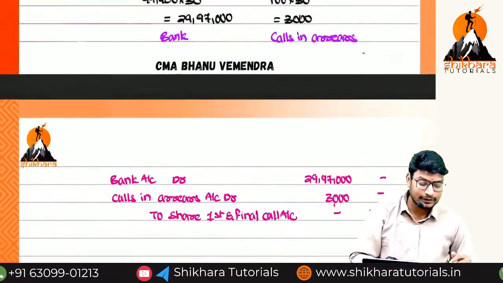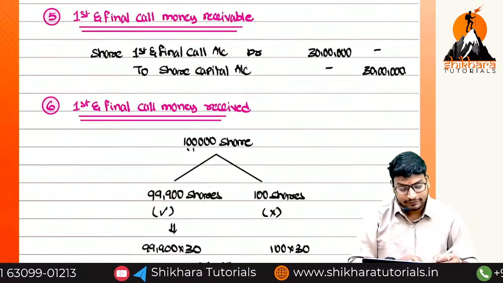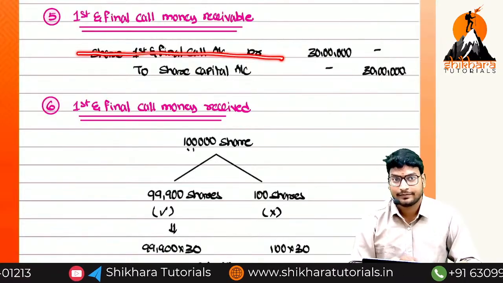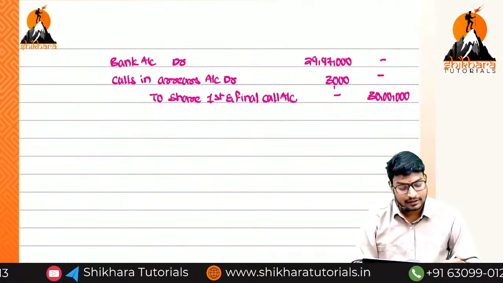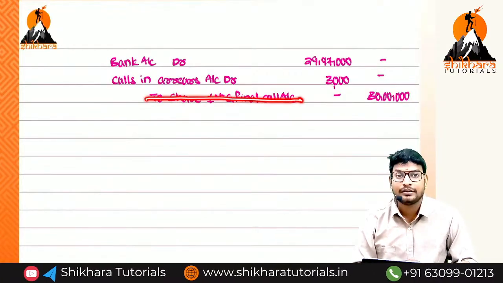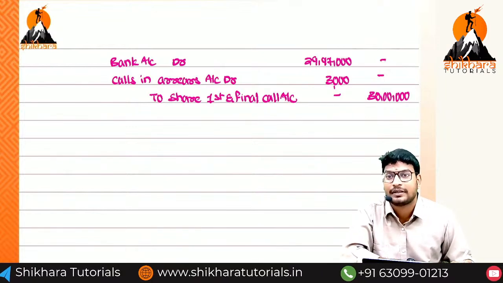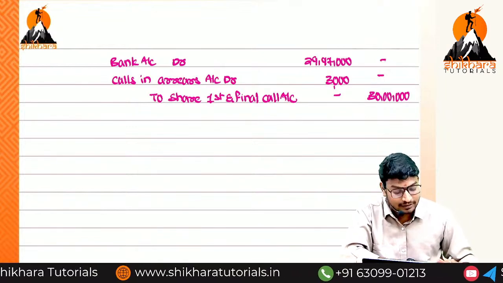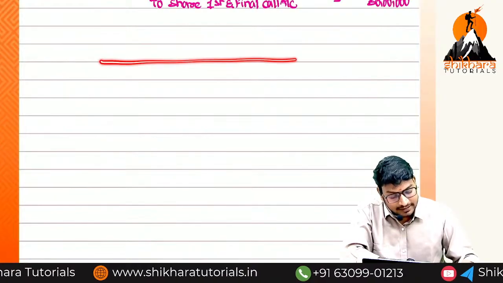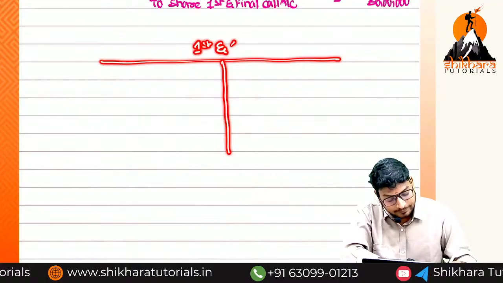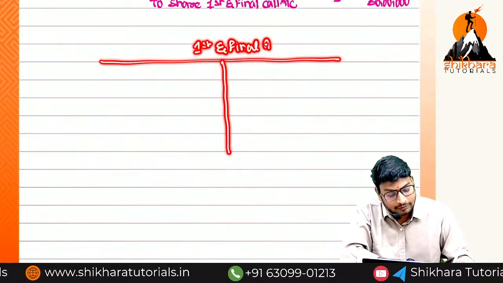See these two entries and tell, sir. First time what we have done, share first and final call we have debited. And again, share first and final call account we have credited. That means this account is there or not there? This account is showing zero balance. Yes or no? If you imagine, don't write anything, this is a first and final call account. Okay?